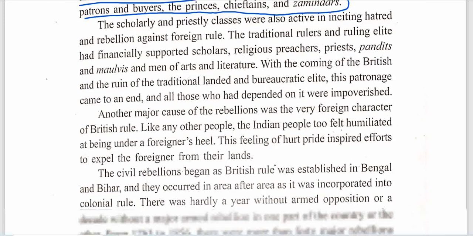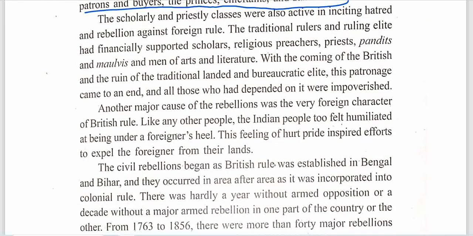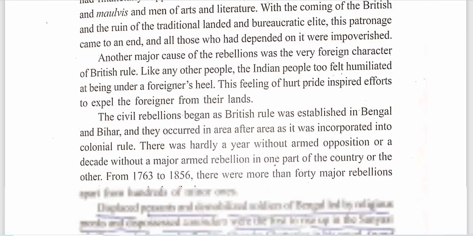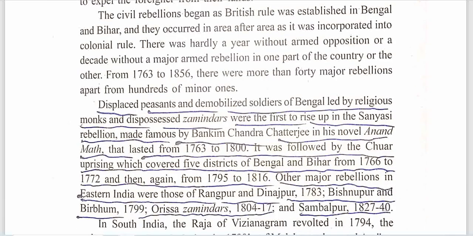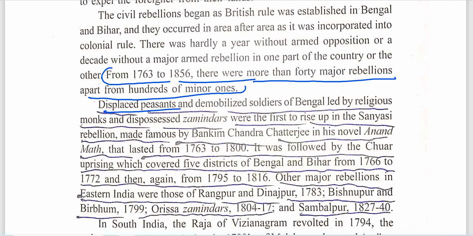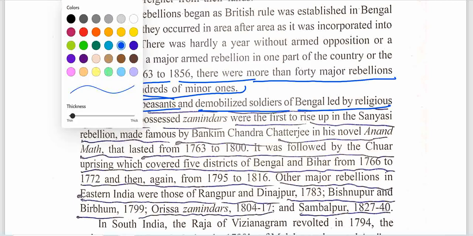The scholarly and priestly classes were also active. These are not so important. Okay, let's come to the next point. This point may be important. From 1763 to 1856, there were more than 40 major rebellions, apart from hundreds of minor ones. Displaced peasants and demobilized soldiers of Bengal, led by religious leaders... Okay, let's mark it with another color, red.